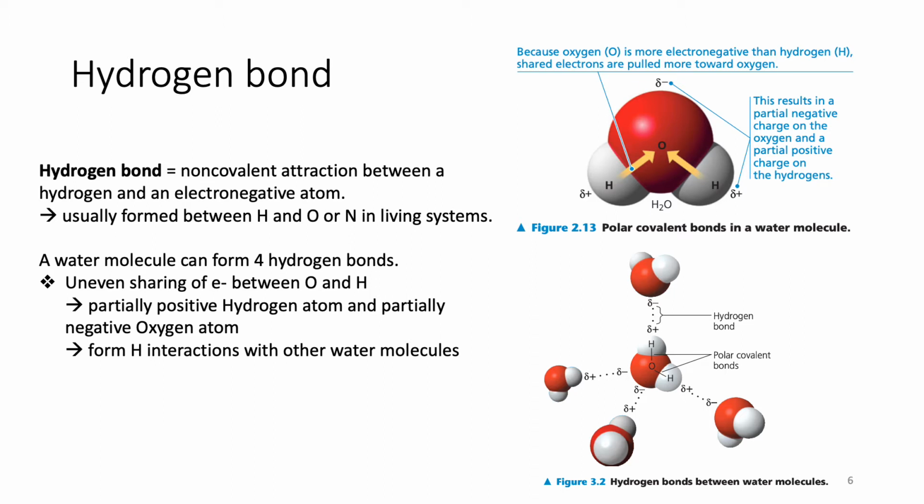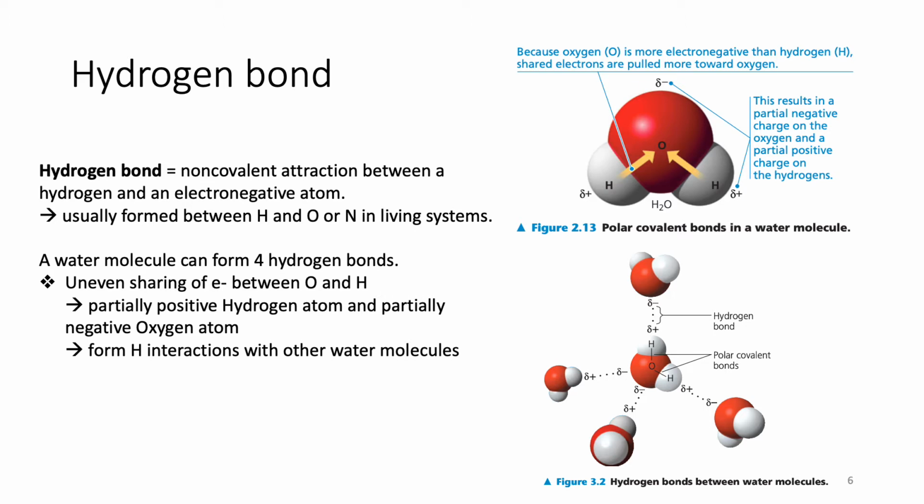Because electrons have a negative charge and are pulled toward oxygen in a water molecule, the oxygen atom has a partial negative charge indicated by the delta minus symbol, and each hydrogen atom has a partial positive charge indicated by the delta plus symbol. The slightly positive hydrogen of one molecule is attracted to the slightly negative oxygen of a nearby molecule. The two molecules are thus held together by a hydrogen bond, indicated by the dotted lines.